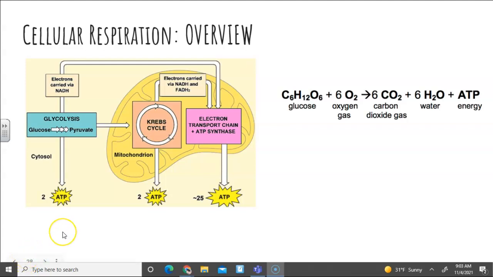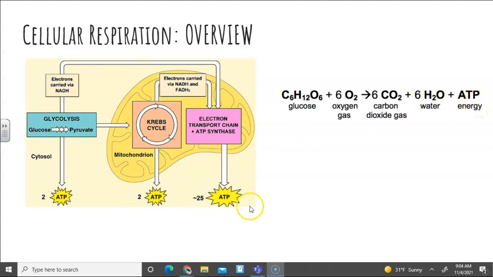All right, I thought I'd do one last video to sum it all up. So remember, this is called cellular respiration, and the whole purpose of cellular respiration is to make ATP. We're going to take the food that we eat, the glucose that's in that food, and we're going to make ATP, and there's all kinds of stuff that happens along the way.